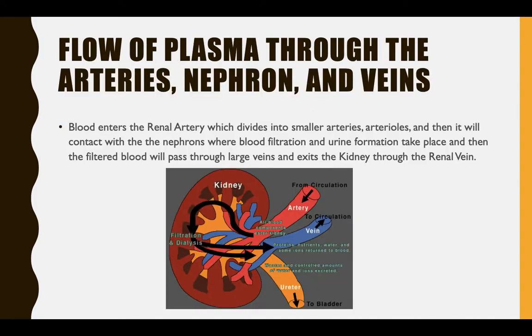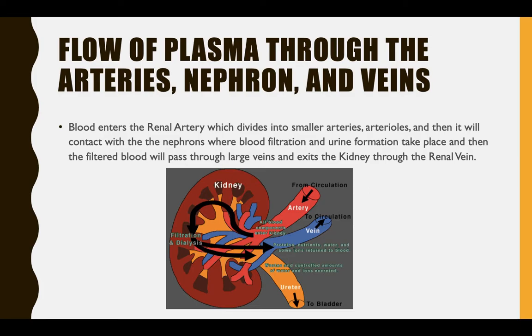So, how does plasma flow through arteries, nephron, and veins? First, it goes through the renal artery, and then it is divided into smaller arteries, which are the arterioles, and then it comes into contact with the nephrons. Each kidney consists of a million nephrons, and it's where blood filtration and urine formation take place.